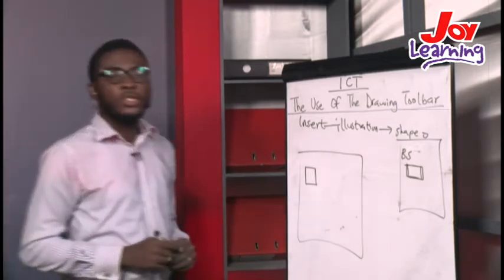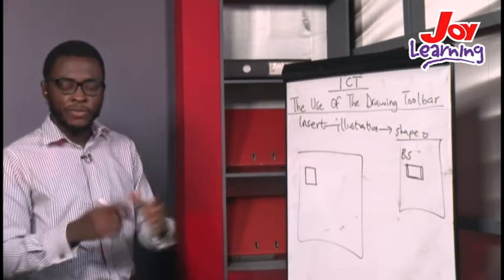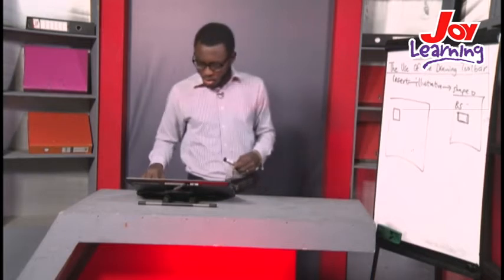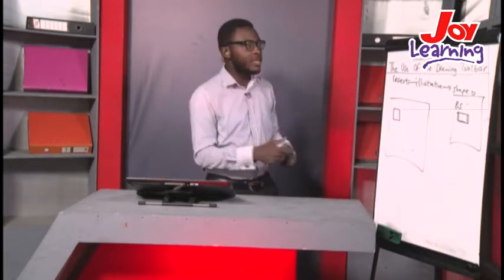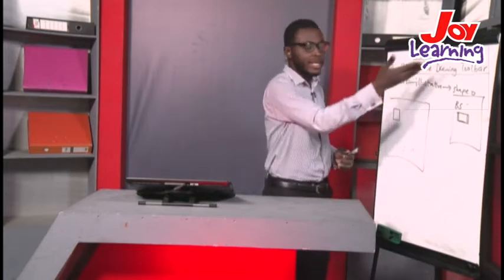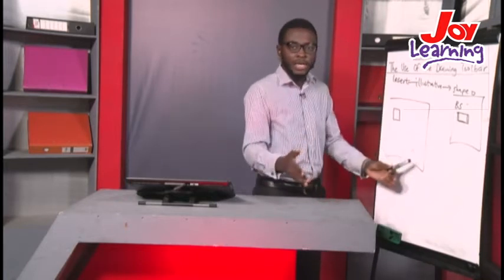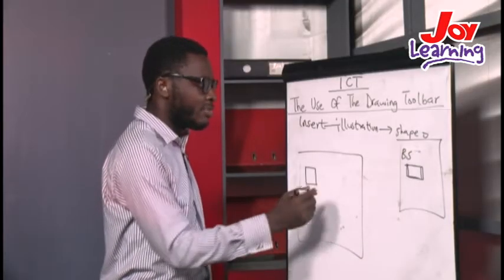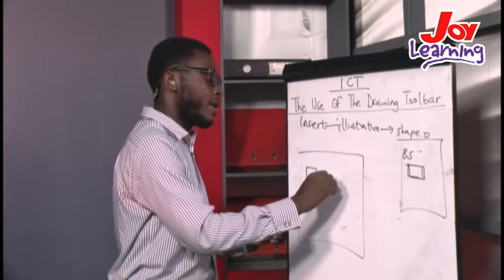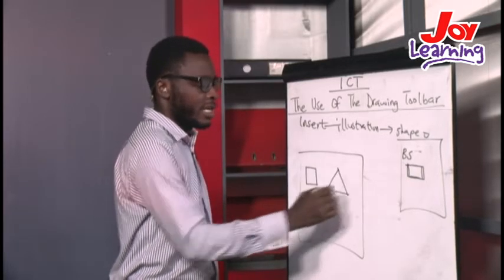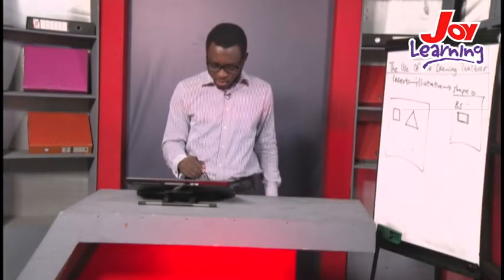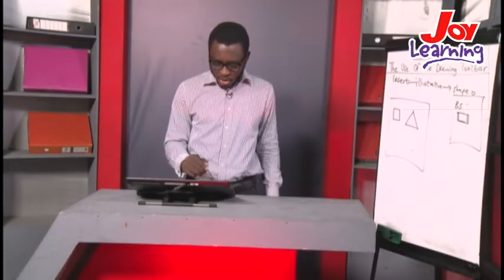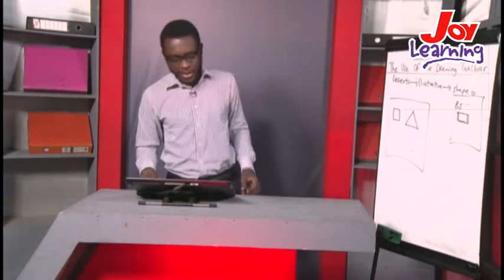So you get your rectangle, or you can follow the same steps. Insert, illustrations, click on the shapes. It brings out the drop-down menu. Then you can select maybe the triangle. Then you can move on. So you drag to draw. Then let's look at the parts of the shape there.